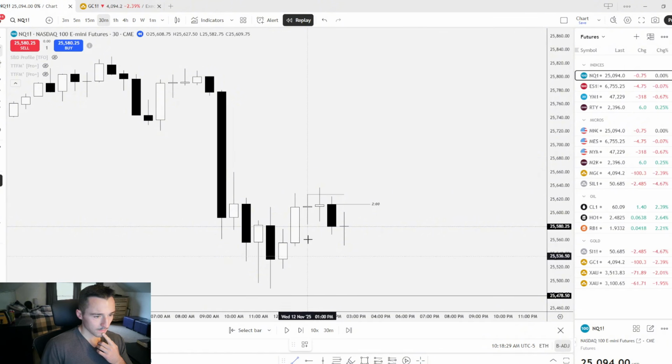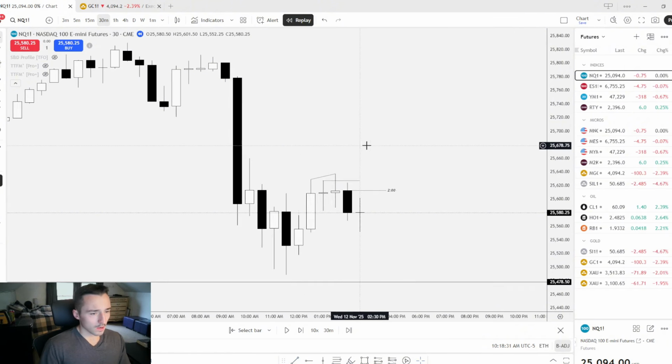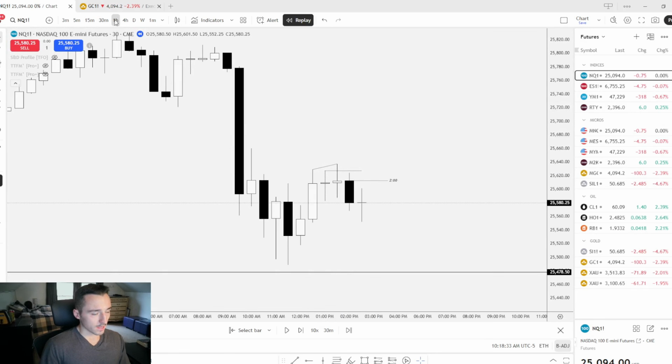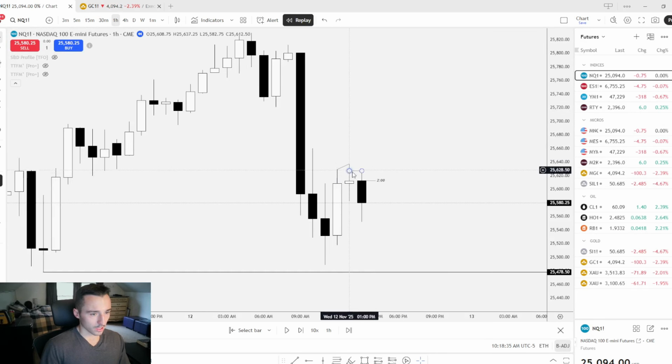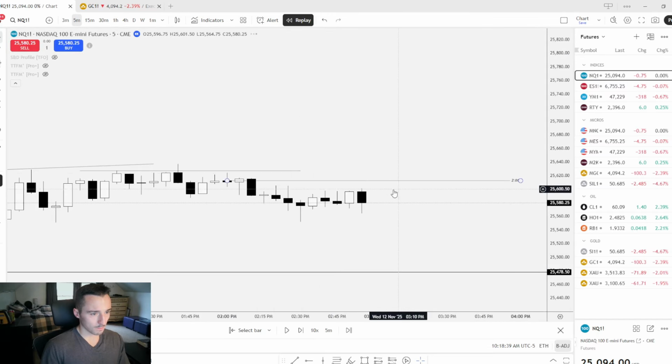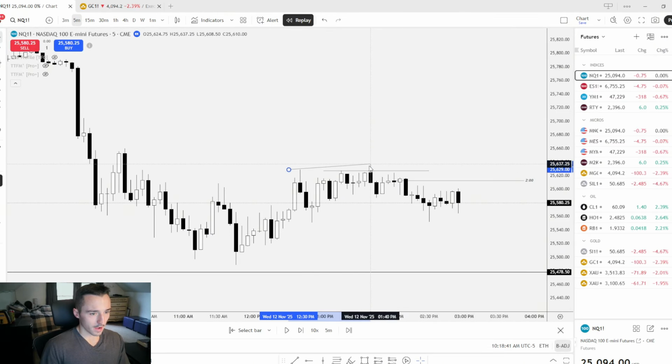Yes, okay. So we had this SMT here. All right, so we have this SMT. We take out this hourly high right here, close a reversal candle. So I'm looking for 2 to just straight expand lower. We get a 5-minute change in delivery.